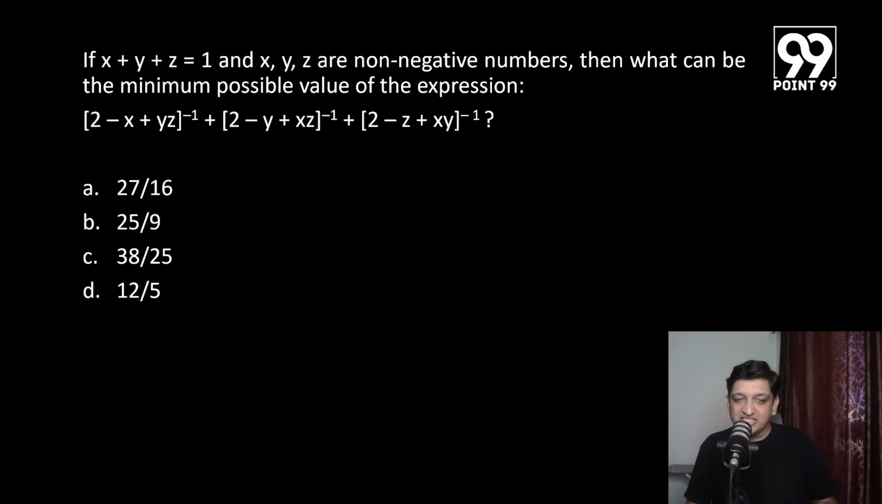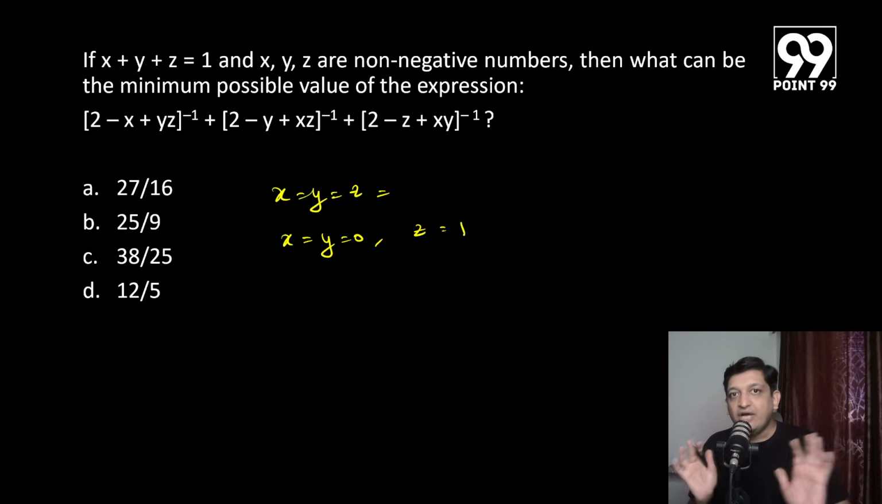Now in this case, x plus y plus z equals 1, x, y, z are non-negative numbers. What can be the minimum possible value of the expression? Now there are two things that I will strongly suggest that you do in these cases. One is you put x equals y equals z equals some number, or you put x equals y equals 0 and whatever is the remaining part, that will be z. Try out these two things, you will get your answer in most of the cases.